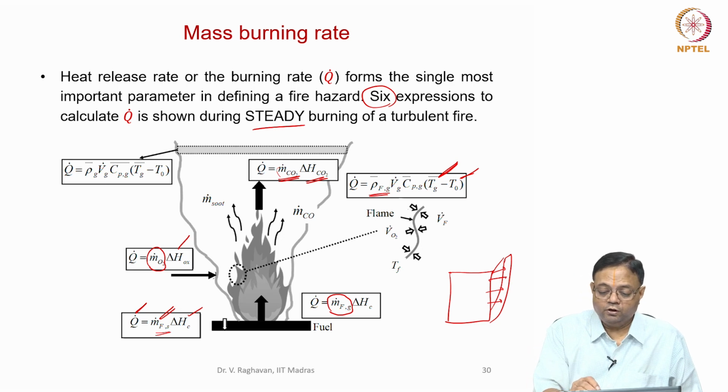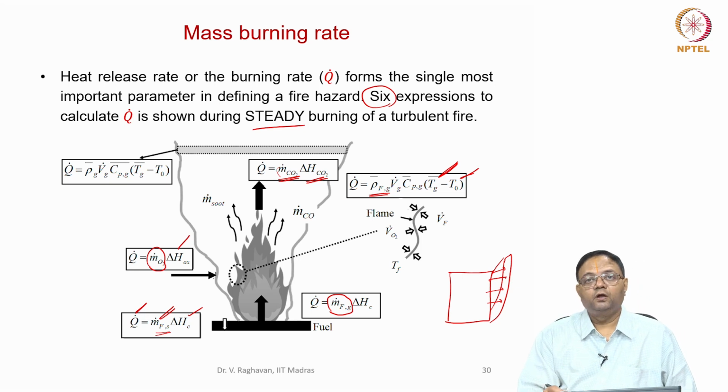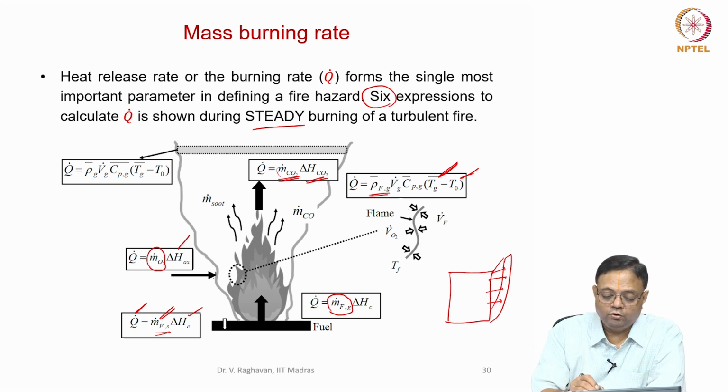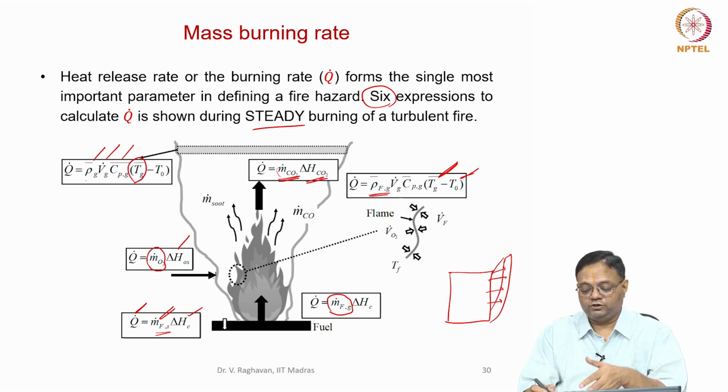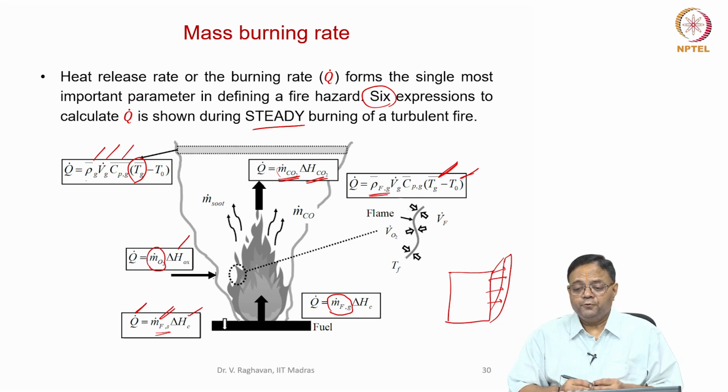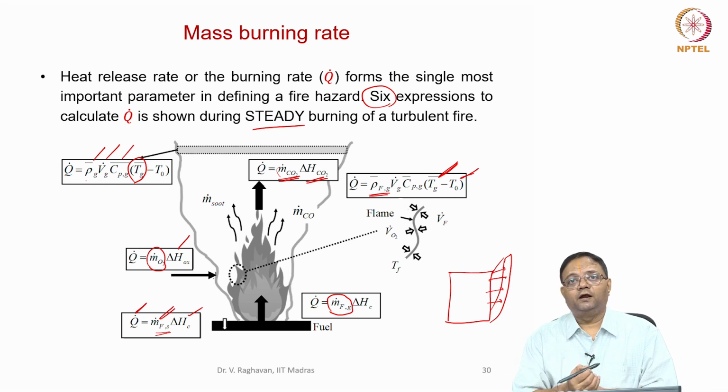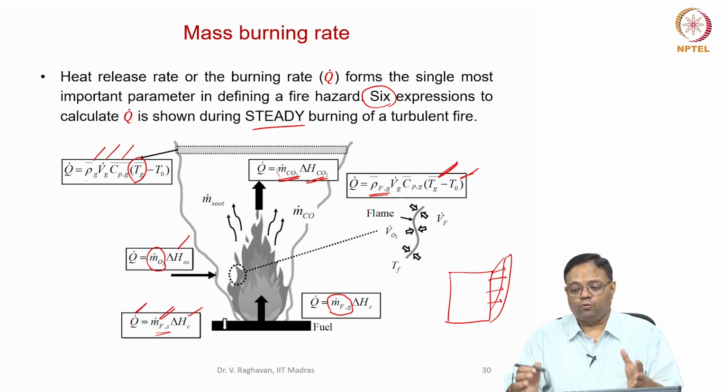Similarly, take a control volume above the flame, and now what is the density of the gases? These are product gases now, into volumetric flow rate of the gases, average Cp of the gases into average temperature minus initial temperature or ambient temperature, we can say, that also will give you the heat release rate. So, basically the mass burning rate is connected to the heat release rate, and we can have so many expressions for this.